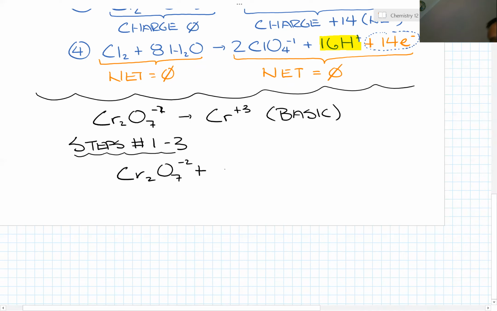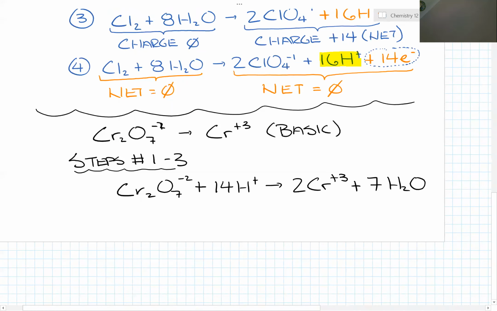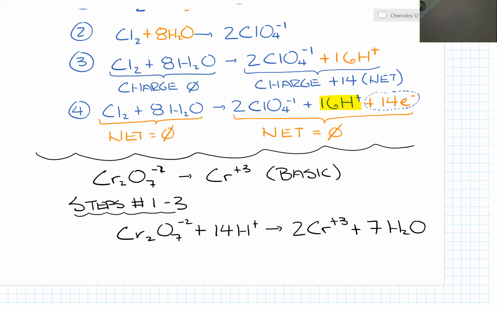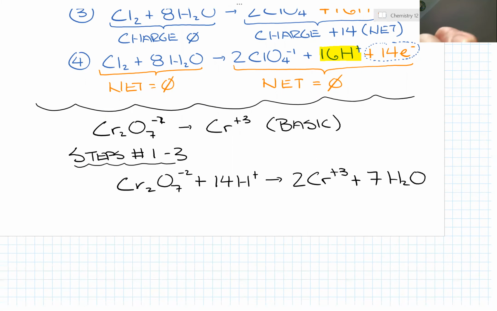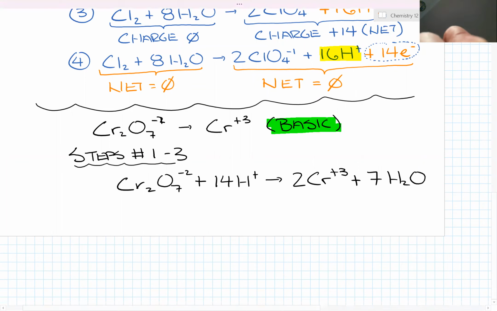Okay, plus, what have I got? 14 H pluses here. Gives you 2 Cr plus 3 plus 7 H2Os. Okay? Now, you have this. So that's like what we had done in step 3. We've got our waters, we've got our hydrogens. Now, because it is basic, this is where we have to start with step number 3A, where it is basic.